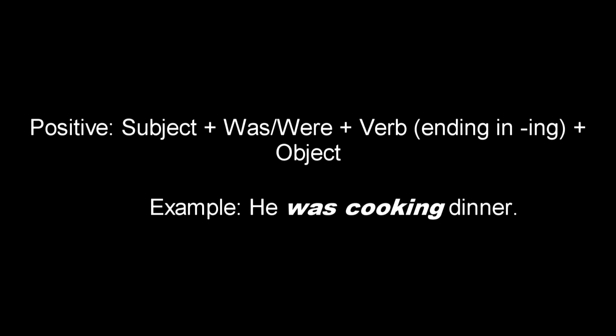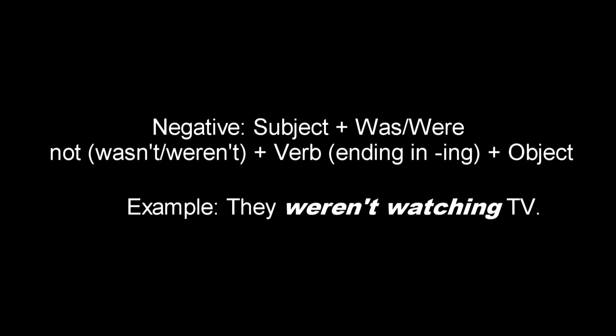2. Past continuous tense. The past continuous tense describes actions that were ongoing or in progress at a specific point in the past. Structure. Example, he was cooking dinner. Negative, subject plus were not plus verb plus object. Example, they weren't watching TV.